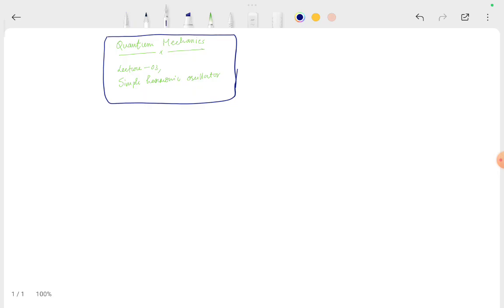What is the point? When a lowering operator acts on the nth state, what happens? And when a raising operator acts on the nth state, what happens? We deal with it in great detail.